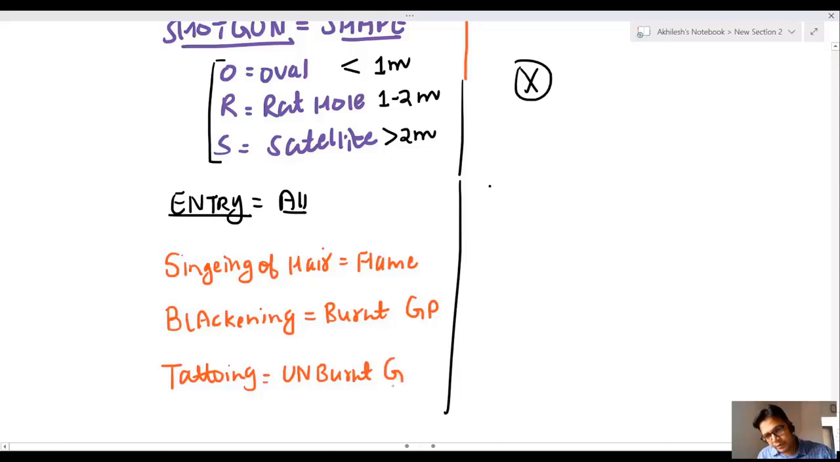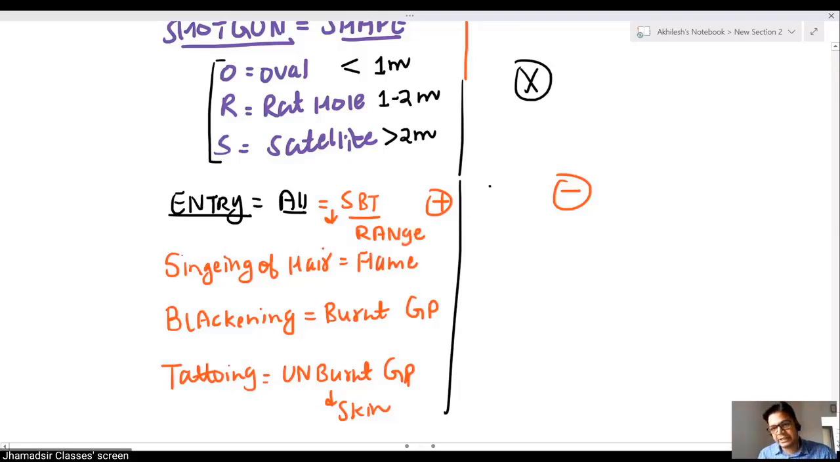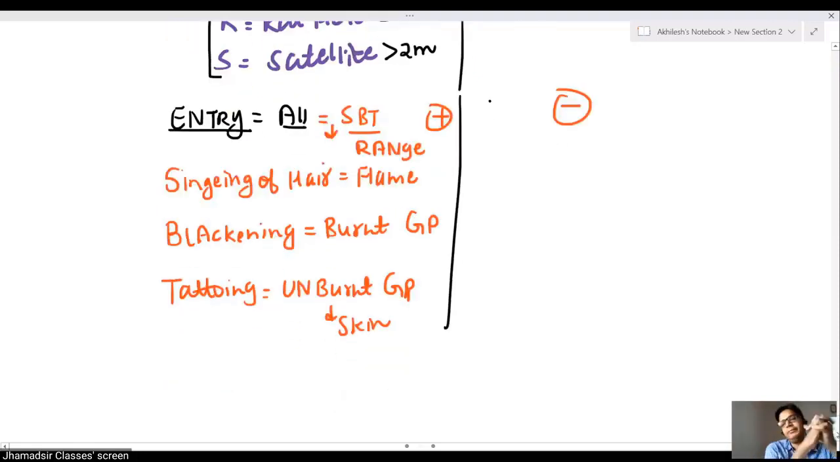gunpowder which goes surrounding the entry wound skin. Sir, this SBT phenomenon is present in entry wound, absent in exit wound. And this SBT decides the range of weapon.